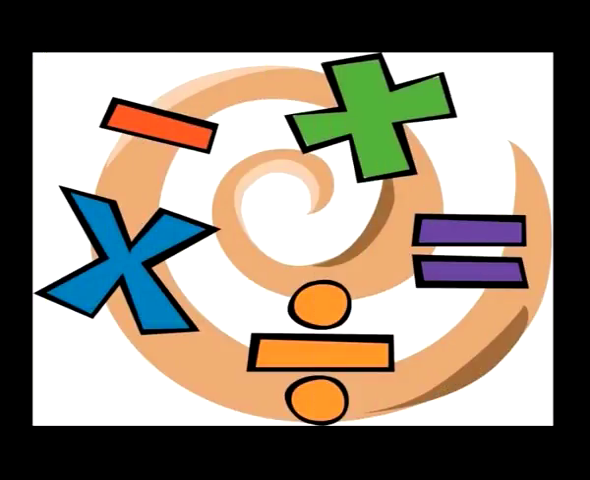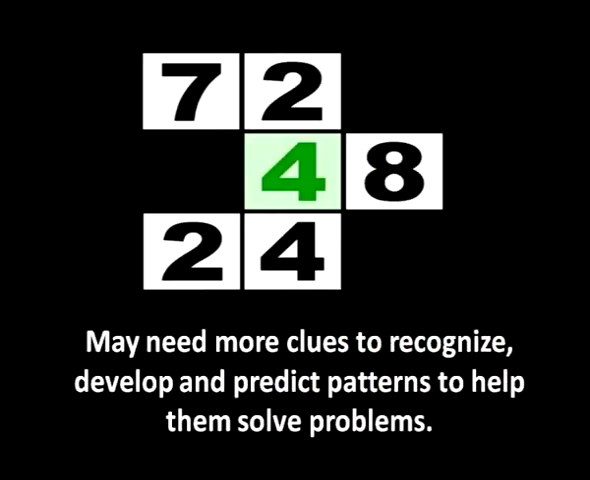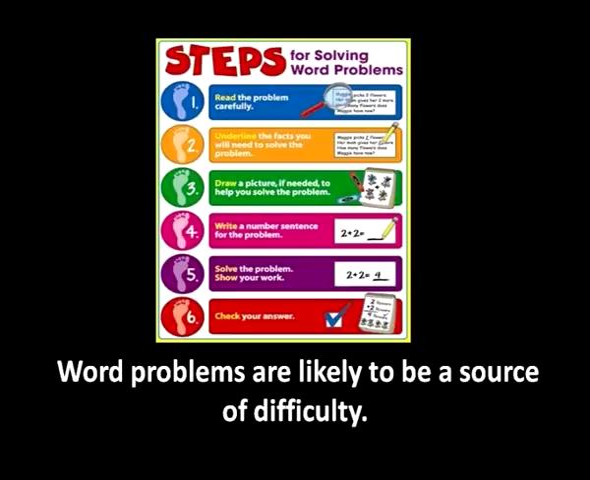These difficulties need to be overcome before dyslexic learners can attempt to decide between choices of mathematical operations to solve a problem. They may need more clues to recognize, develop, and predict patterns to help them solve problems. Word problems are likely to be a source of difficulty. Teach the use of a problem-solving frame.